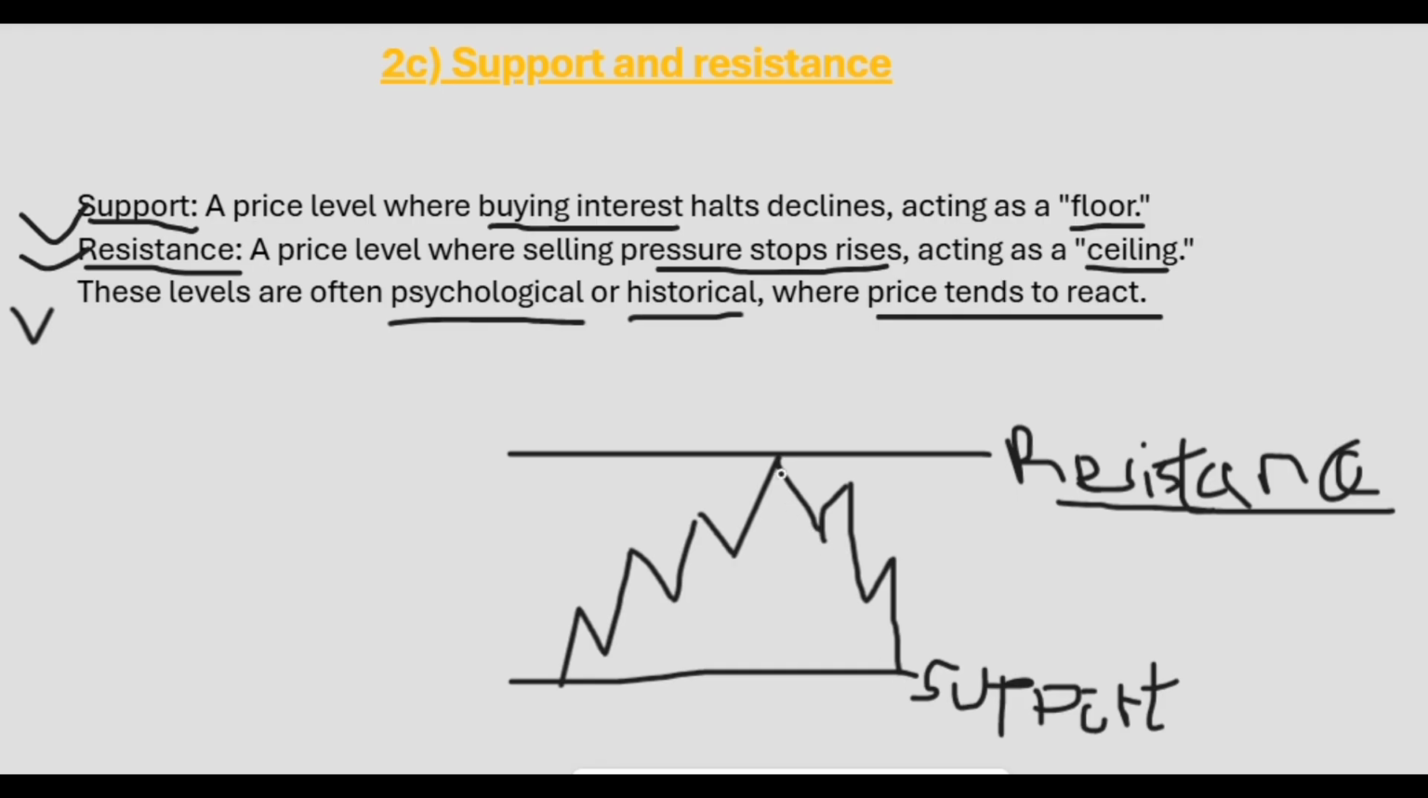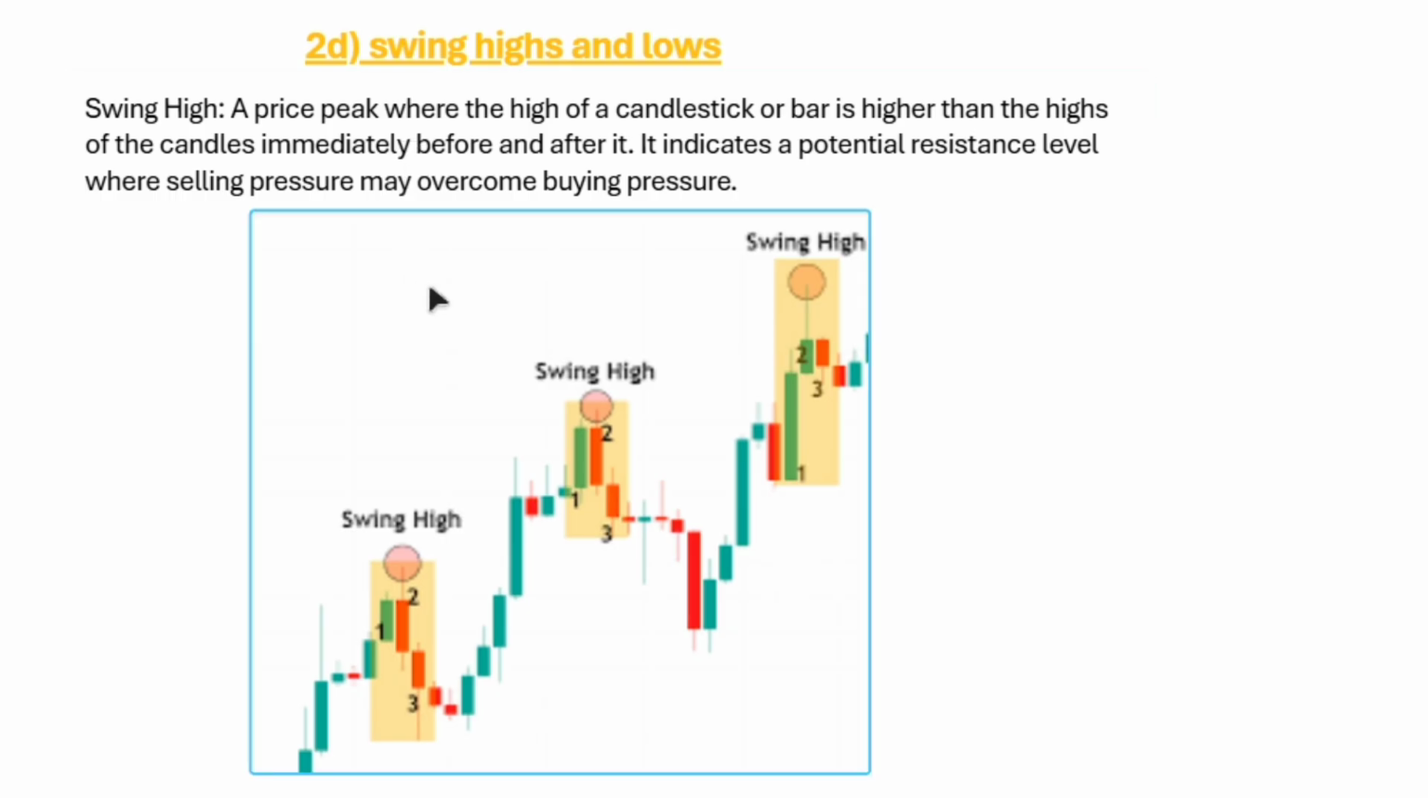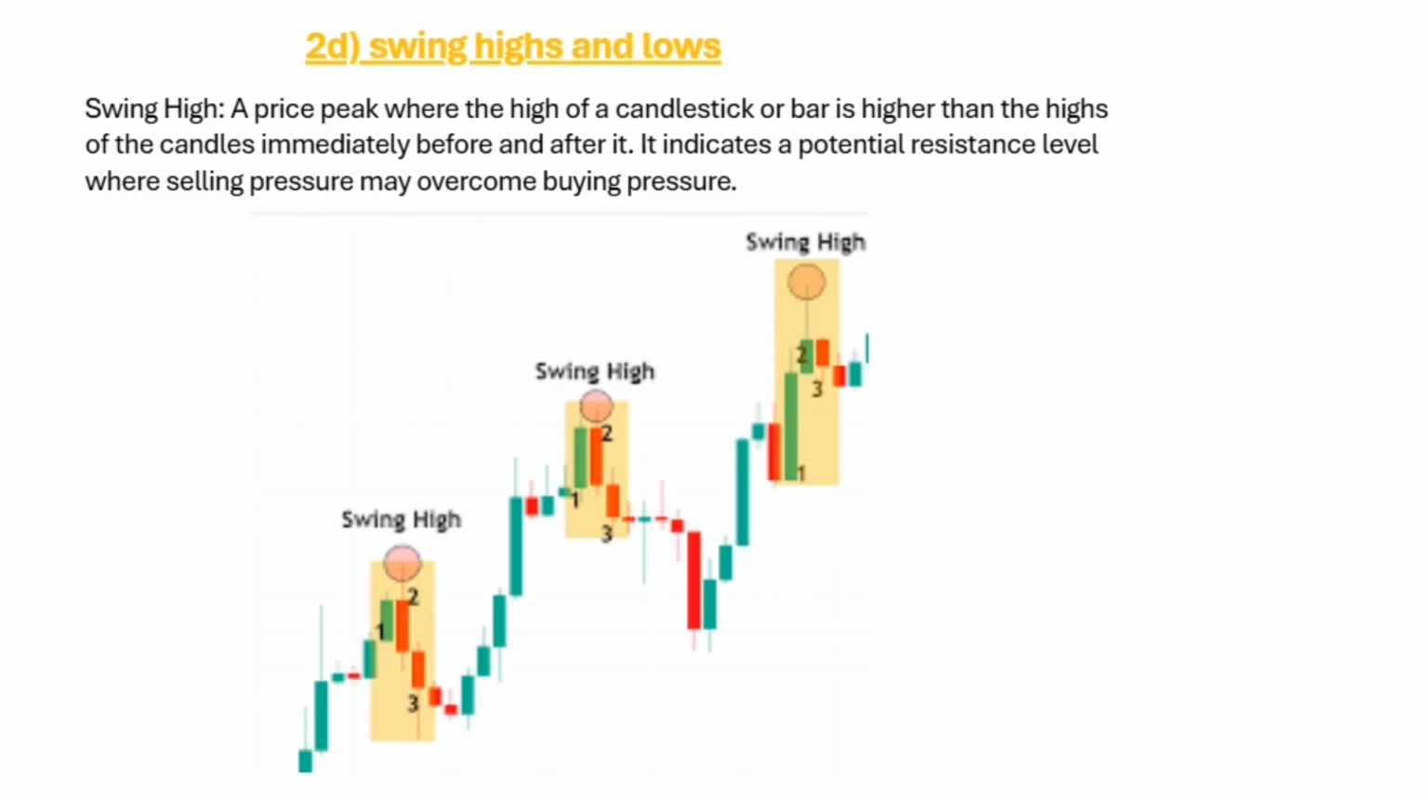Now let us look at the fourth component of market structure, which is swing highs and swing lows. But before we look at swing lows, let us look at swing high. What is a swing high? A swing high is a price peak where the high of a candlestick or bar is higher than the highs of the candles immediately before and after it. It indicates a potential resistance level where selling pressure may overcome buying pressure. So the price was creating a higher high, then price created a low. This high is called the swing high.